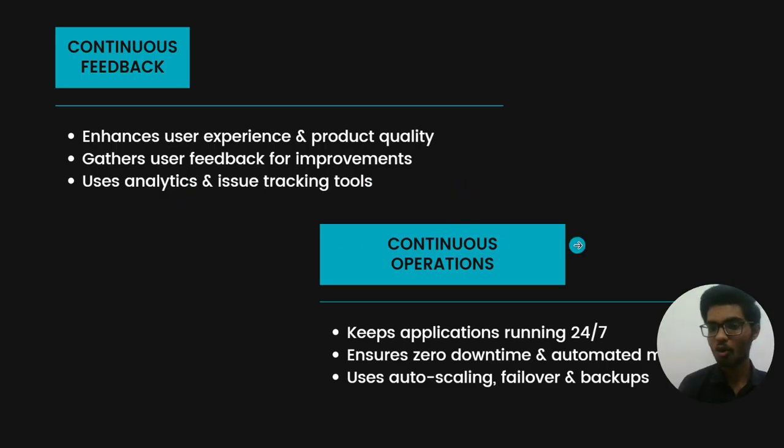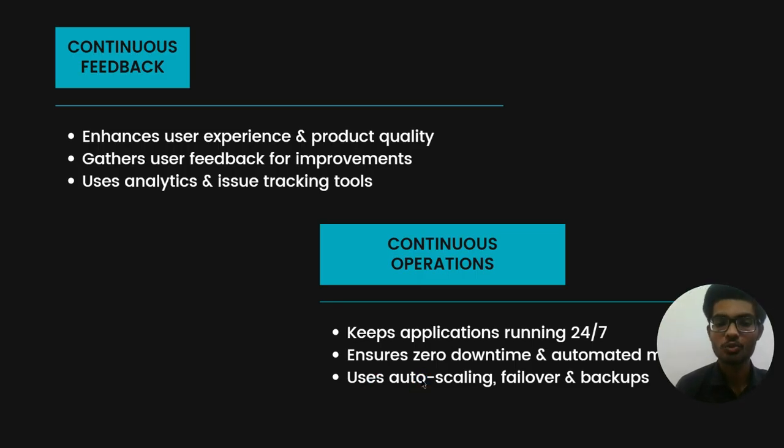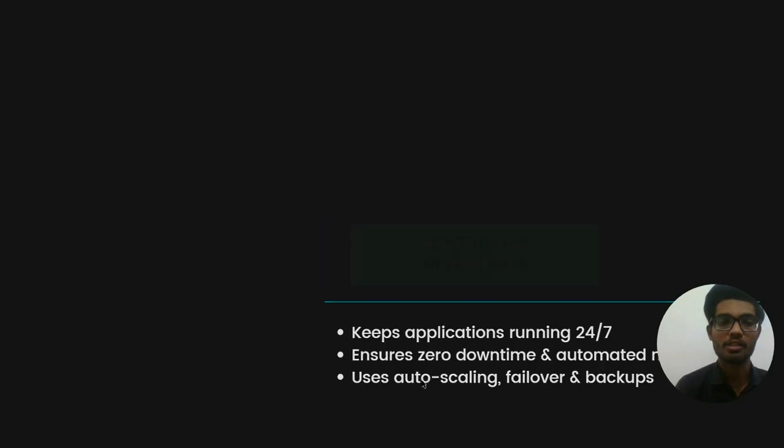Then lastly, continuous operation. It keeps our application running 24 by 7. So at any time we are not going to face downtime. Earlier we used to face downtime because of a lot of issues, but now it keeps our application running 24 by 7, which ensures zero downtime and automated maintenance. And we use auto scaling, failover and backups for this.